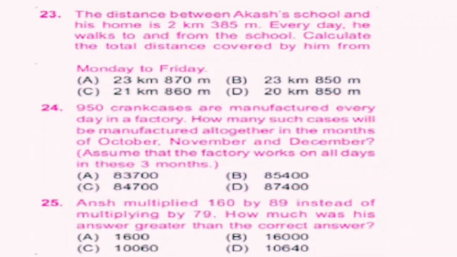Question number 23. The distance between Akash's school and his home is 2 km 385 meters. Every day he walked to and from school. Calculate the total distance covered by him from Monday to Friday. The total distance between Akash's school and his home is equal to 2 km and 385 meters.